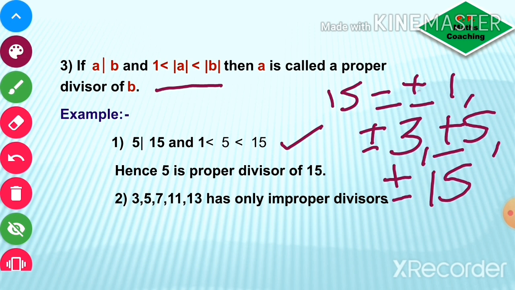Now the second example: 3, 5, 7, 11, 13 have only improper divisors. Why do we call these only improper divisors? Because the only divisors of 3 are plus minus 1 and plus minus 3. The only divisors of 5 are plus minus 1 and plus minus 5, and so on. That means they have only improper divisors.